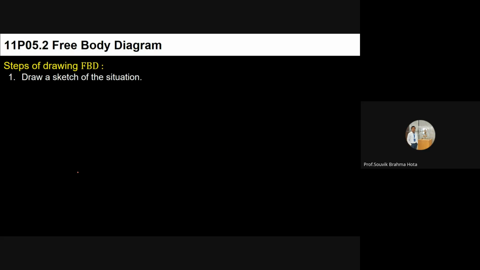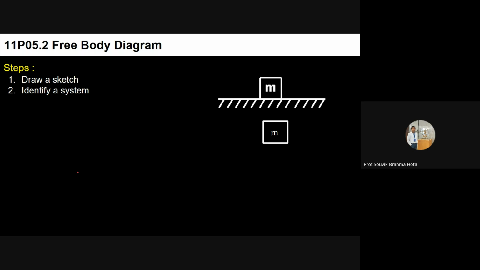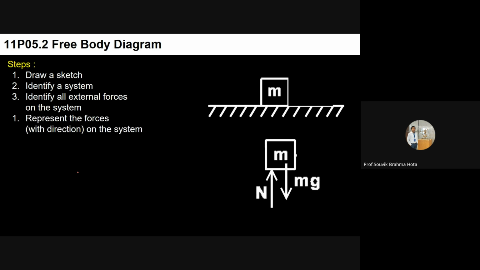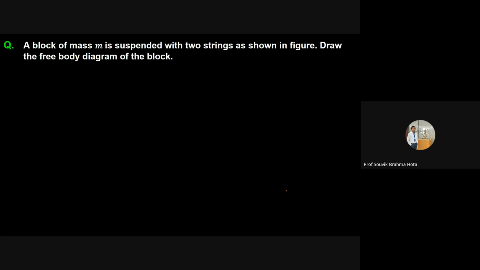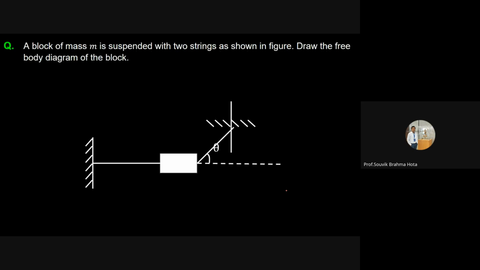Steps to draw a free body diagram: draw a sketch of the situation like this. Then identify the system, the mass, and identify all external forces on the object, like the normal reaction in the upward direction and the weight in the downward direction. Repeat these steps for all systems, then you will get the free body diagram for the system. A block of mass m is suspended with two strings as shown in the figure. Draw a free body diagram of the block.